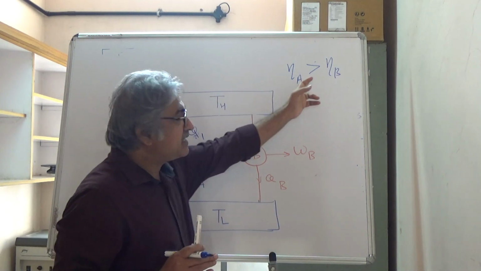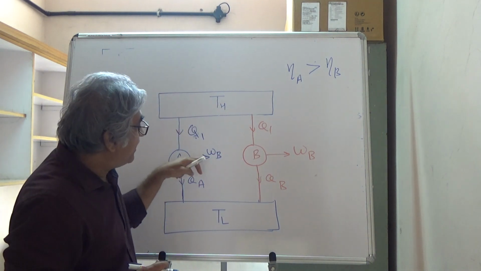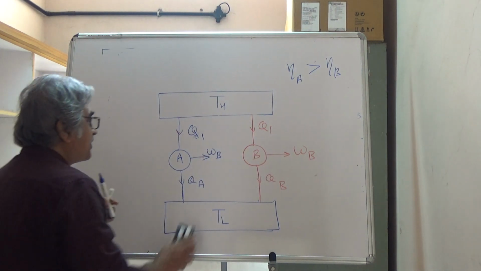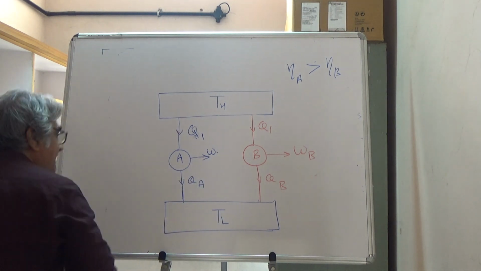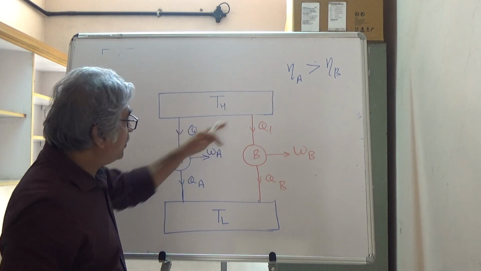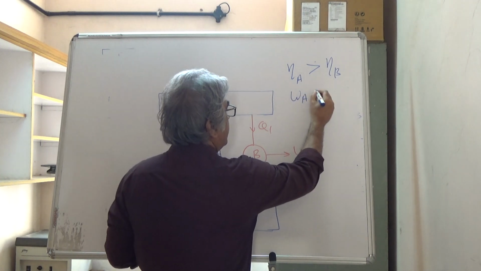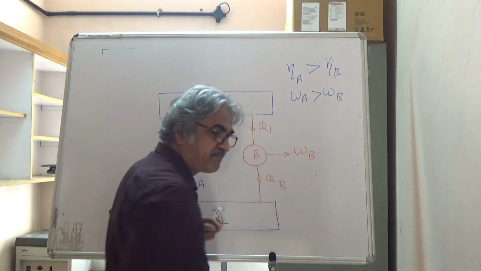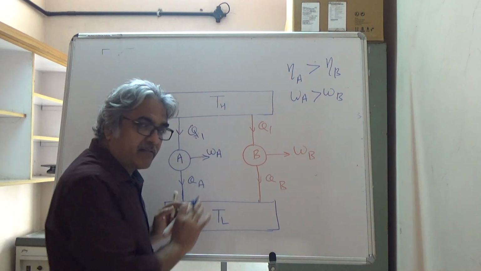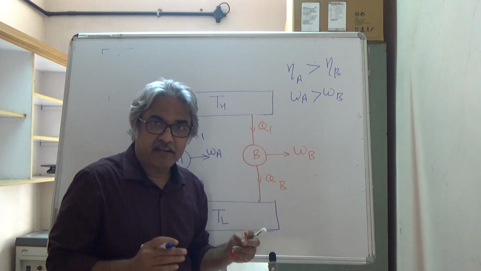If this is the case, it's obvious that WB will be... Oh, I'm so sorry. This should have been WA. This is WA. So if this is true, and both the engines are supplied with same amount of heat, it means WA is greater than WB. Fine.